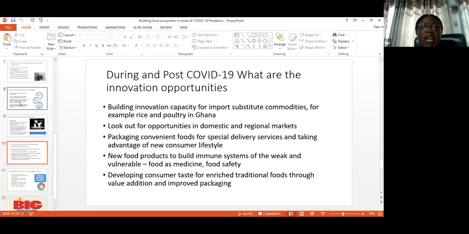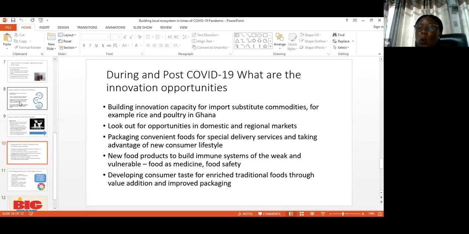Now, during COVID times, we need to build our innovative capacity, and it's good that we are having this training. And for me, can we still continue to look at importation of, for example, rice and poultry in Ghana or elsewhere, when we can build the capacity to produce? Because COVID has taught us that you cannot always look outside for food security, for nutritional security. There are a lot of opportunities in the domestic market, in the agri sector, and also extending to the regional market as well.